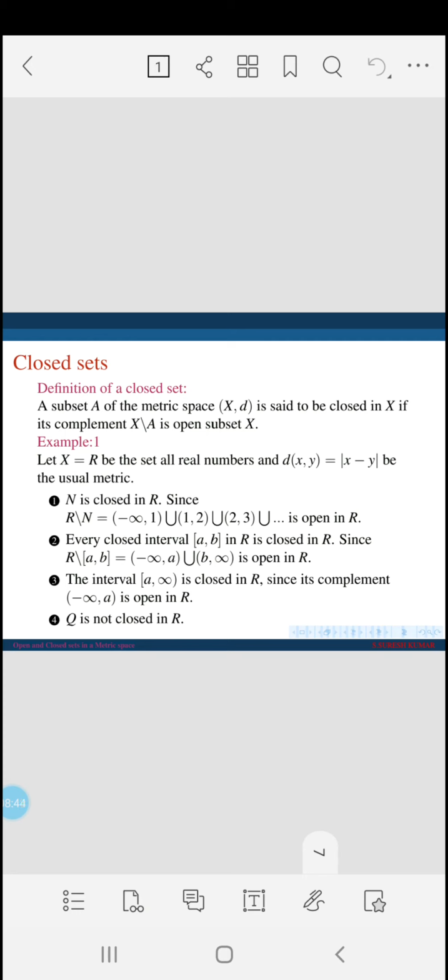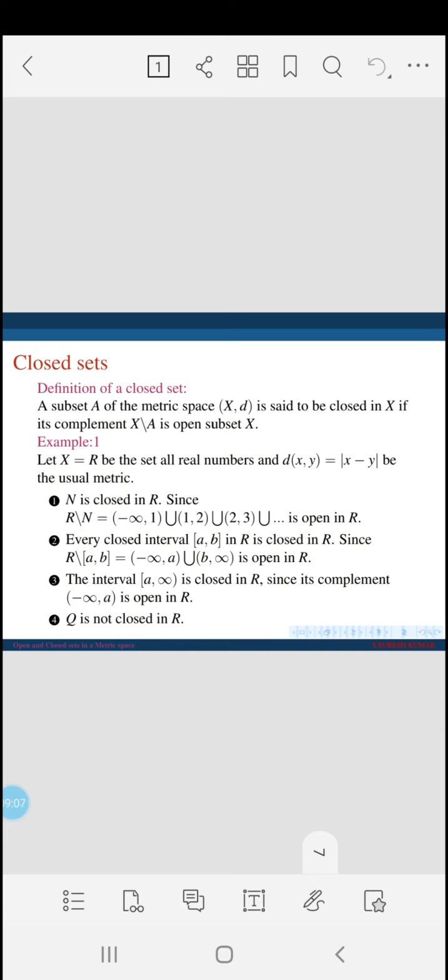Next, the definition of a closed set. A subset A of the metric space (X, d) is said to be closed in X if its complement is open in X. That is, X minus A, X difference A, is open in X.